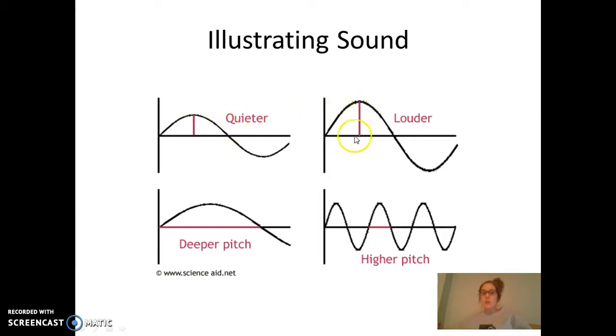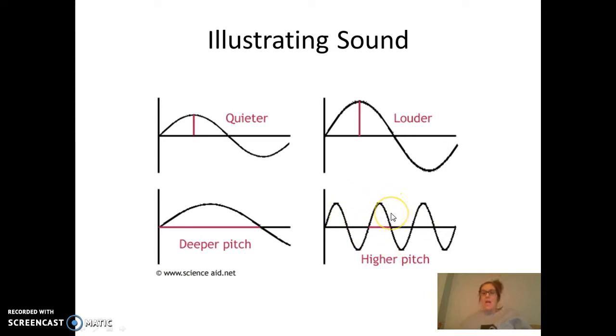Okay? If you wanted to draw a wave that was loud, then you would need to draw a wave with a big amplitude, which means it is really tall. Okay? So tall waves are loud. If you were talking about the pitch of the wave, then what you want to change is the frequency. So a low pitch would have a low frequency. It would have a long wavelength. The waves would be really far apart. If you want to draw something with a high pitch, then it would need a short wavelength and a high frequency.